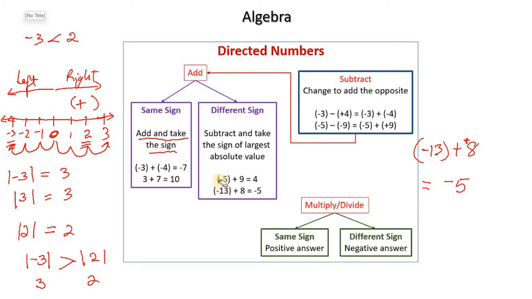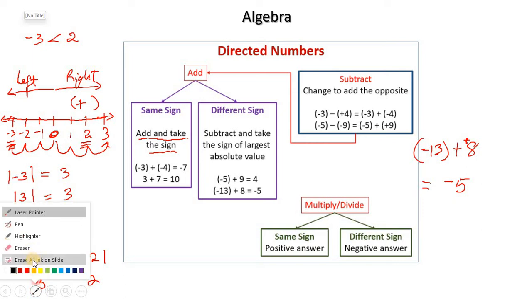It's like saying ignore the signs and see which one of them is bigger, the 5 or the 9? The 9. Like for instance, with the 13 and the 8, ignoring the signs, which one is bigger? The 13. So keep the sign of that one. Or another way you can say it is, we have 13 negatives and 9 positives, so we keep the one that we have more of. We keep the negative because we have more negatives than positives. Got it? Okay, very good.